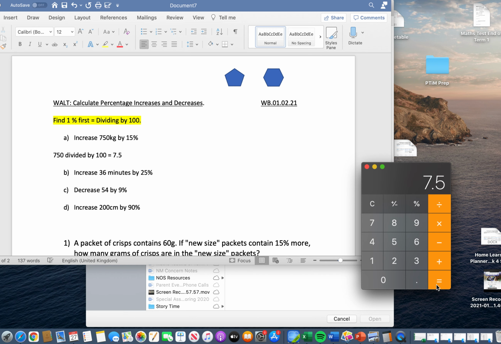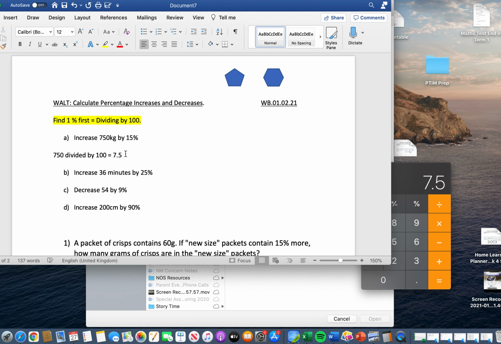Now guys, always be careful when using a calculator. These digital calculators on a laptop or an iPad are probably quite handy, but on a physical calculator, sometimes you don't press the buttons and the numbers don't go in. So I often do the sum twice, divided by 100, just to make sure it's come out right. 7.5. That's just good practice: carry out each calculation twice to be sure. Now I've got 7.5, but that's only 1% of 750. I need to find what 15% is.